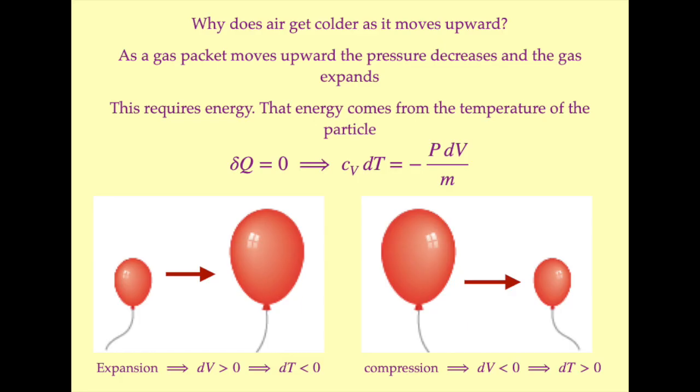As a gas packet expands, it is pushing away the surrounding gas. This requires energy. Where can this energy come from? Well, it can't come from outside the gas packet, so it must come from inside the gas packet. There's only one place where it can come from, and that's the thermal energy of the gas packet. So, as the gas packet expands, it must get colder. Conversely, as the gas packet contracts, it must get hotter. And that's it. We now know how to explain why air gets colder as it gets higher.